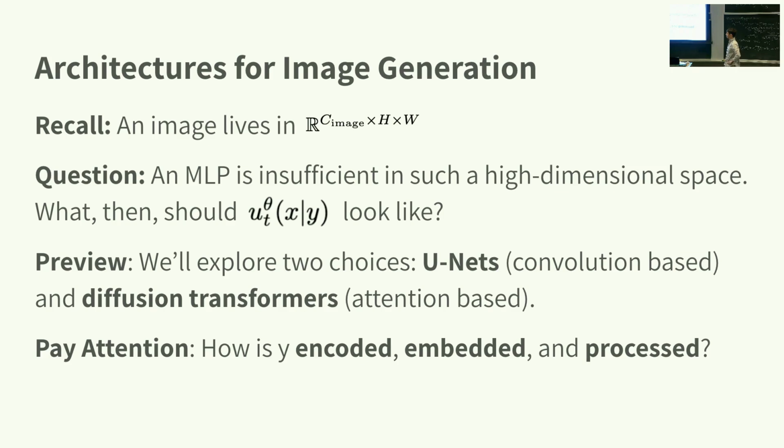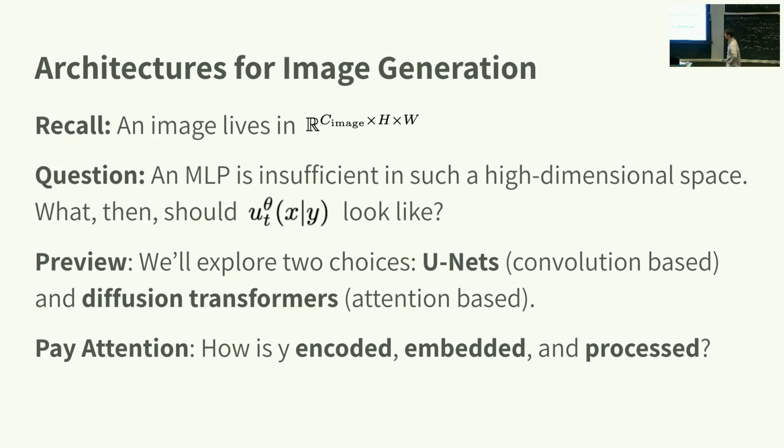The observation is that an MLP, a multi-layer perceptron, which some people refer to as a fully connected neural network, is going to be insufficient in these really high-dimensional image spaces. These things quickly become thousands and tens of thousands of dimensions, and you're not going to be able to throw an MLP at that in an efficient way. As a result, we need to actually think about what this model should look like. We're going to explore 2 choices.